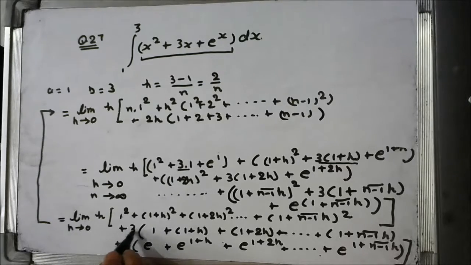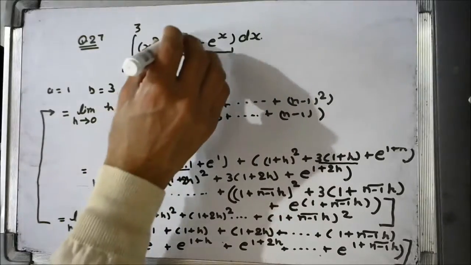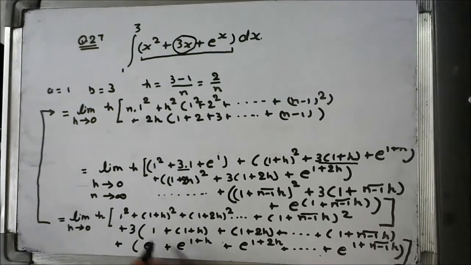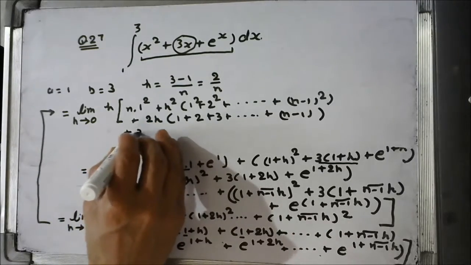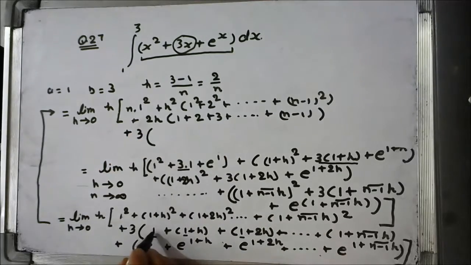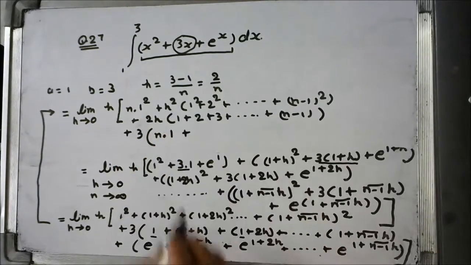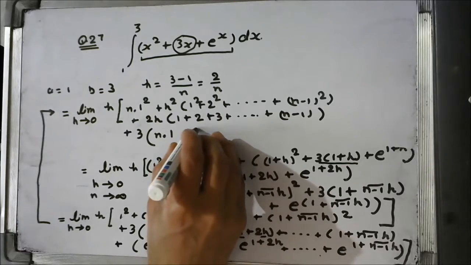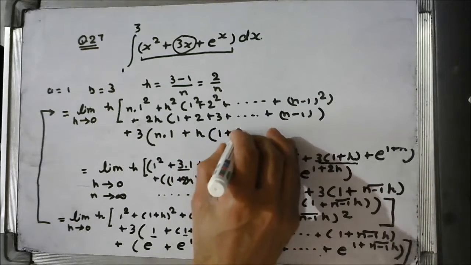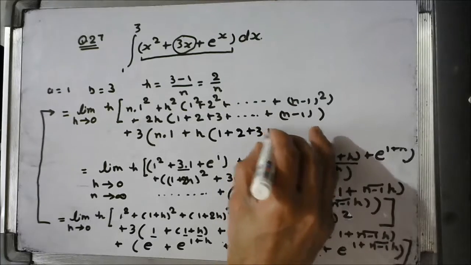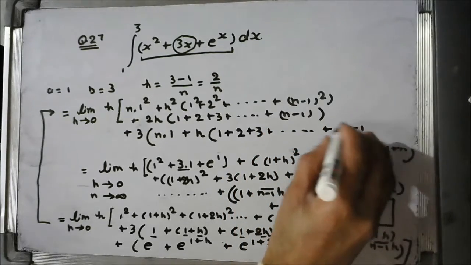Now coming to the single power term of x, that is corresponding to 3x, I will have n times 1, so 3 is common, and n times 1 plus there are terms containing h in each of the brackets. From each of those terms I can take h common, and I will be left with 1 plus 2 plus 3 going up to n minus 1.